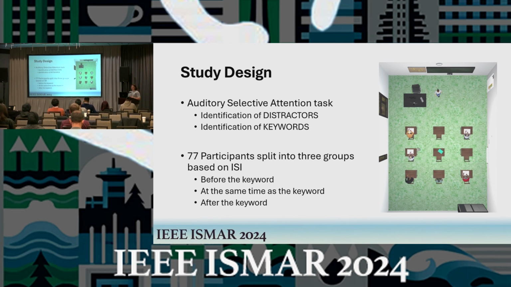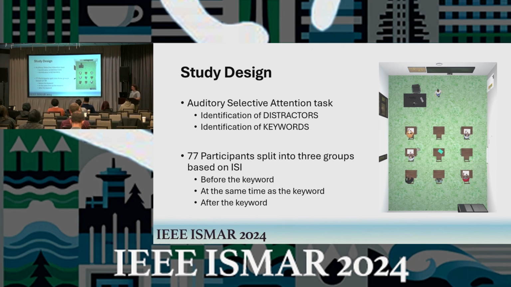This task was divided in two. In the first one, they need to identify distractors, so they will be listening to the story, and whenever they hear a distractor or something that doesn't belong to the story, they would press the controller button. And there's also another task, which is the identification of keywords, where they would be listening to the story, and whenever they hear a keyword in the story, they would press the button.